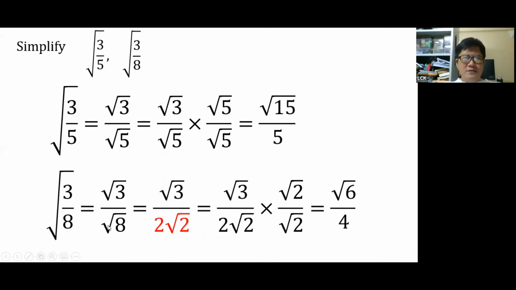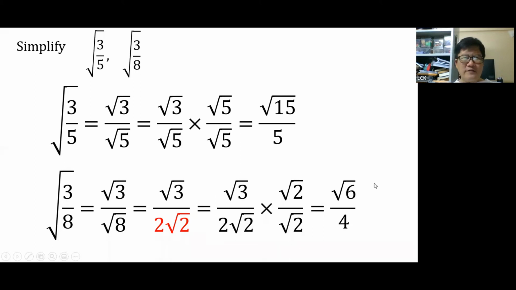Now here again, I'm showing you it pays when, after I've split it up to square root 3 over square root 8, I proceed to simplify this. I don't go ahead with square root 8. I simplify it to 2 square root 2. And once I've done that, I multiply by square root 2 over square root 2. Multiply by 1. So here you have 2 times square root 2 times square root 2. Square root 2 times square root 2 is 2. So 2 times 2 is 4. Square root 3 times square root 2 is square root of 6. So I simplified square root of 3 over square root 8 to square root of 6 divided by 4.